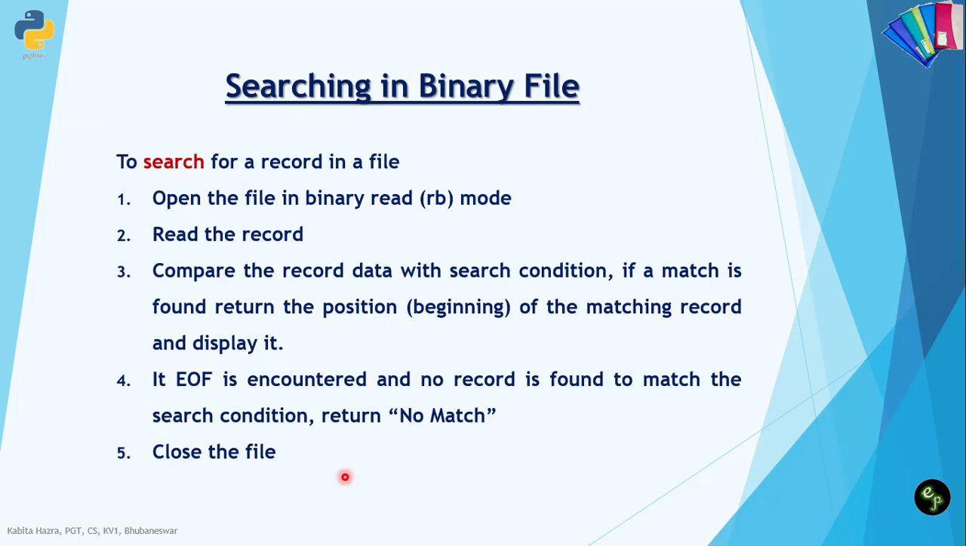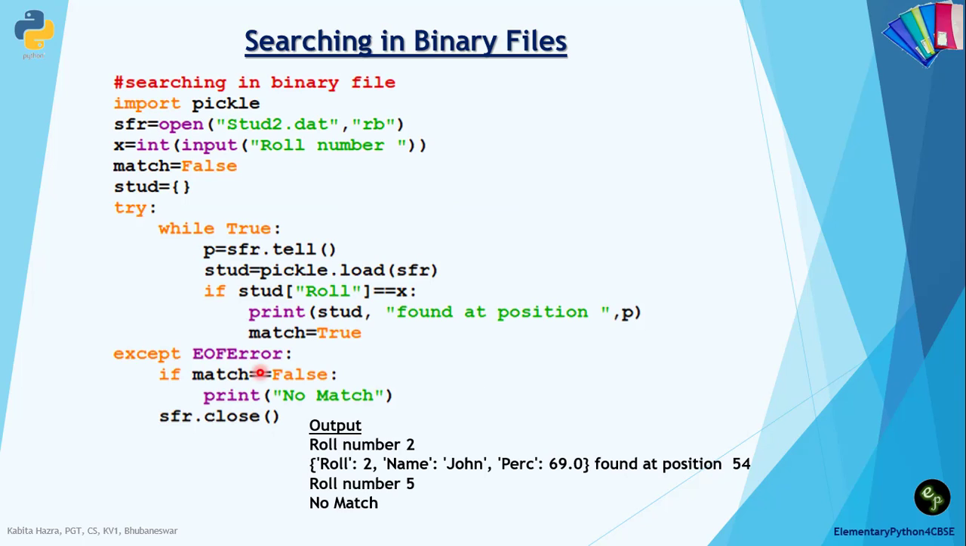Let us now perform some other operations like searching and updating data in a file. To search for a record in a file, we will open the file in read binary mode. We will read the record, compare the data of the record with the given search condition, and if a match is found, then we will return the position, that is the beginning of the matching record, and display it. If end of file is encountered and no record is found, then we will display no match, and then we will close the file. So let us see the example.